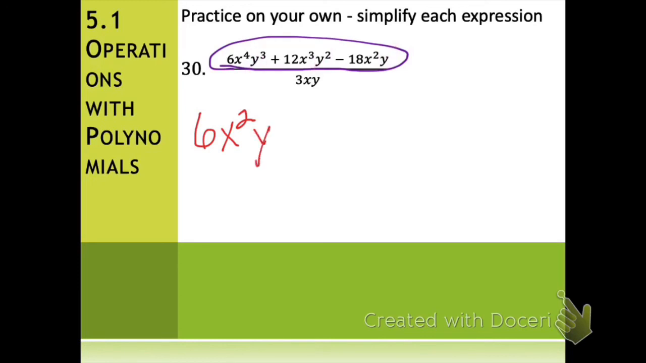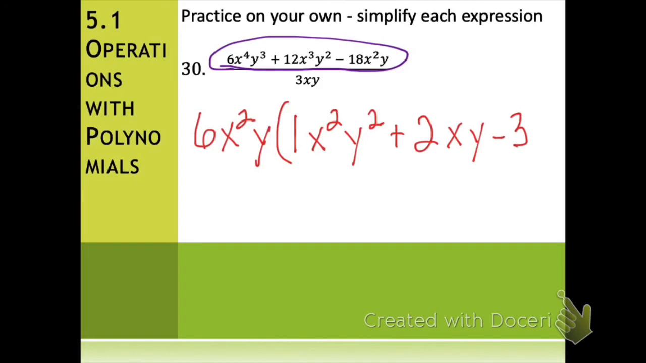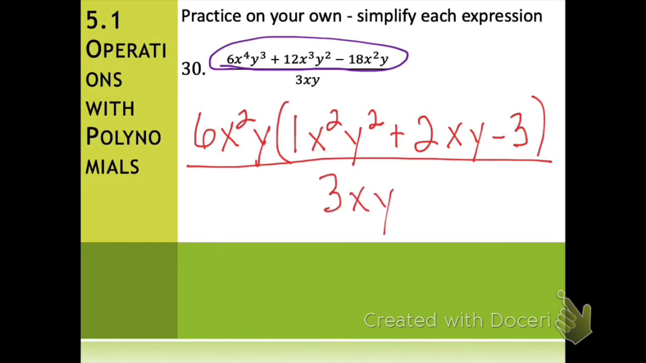So left over is 1x squared y squared, because I took one of the y's out, plus 2, 6 times 2 would be 12, x, because x squared times x would be x cubed, and y minus 3, minus 3, all divided by 3xy.